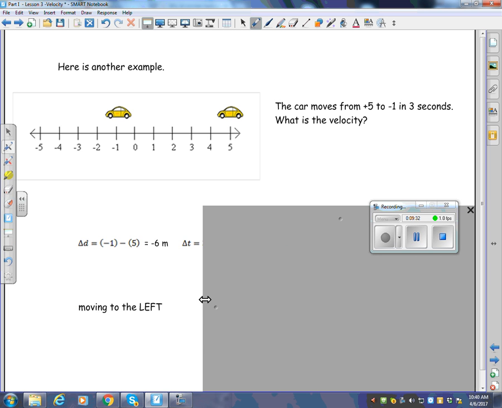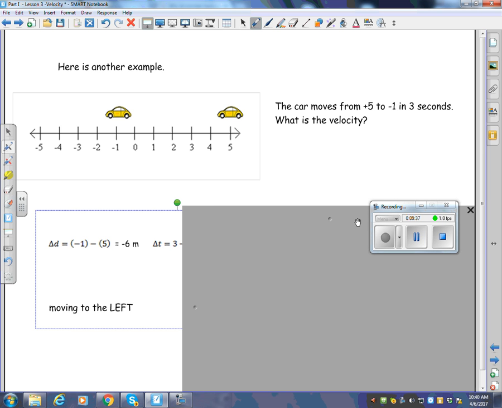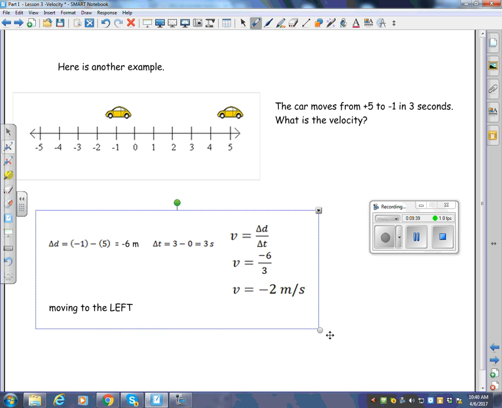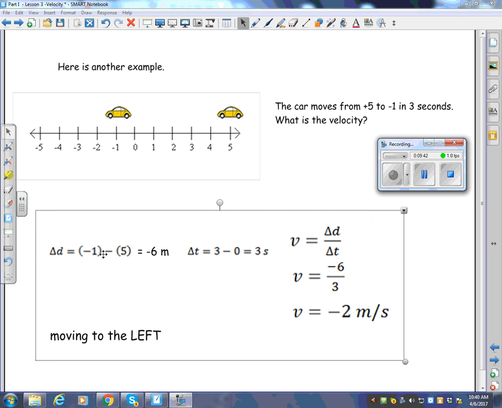The displacement ends at minus 1, starts at minus 5, so it's moving 6 to the left. 1, 2, 3, 4, 5, 6 to the left. The time is 3 seconds. Displacement over time, so it's going to be 6 over 3 or minus 2. And it's moving to the left, which makes it negative. Okay, awesome.